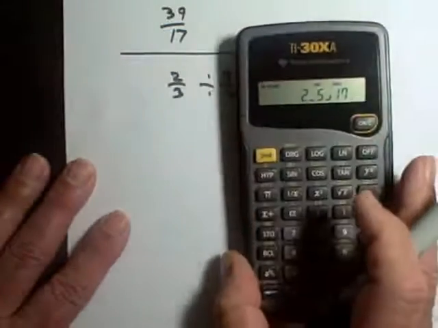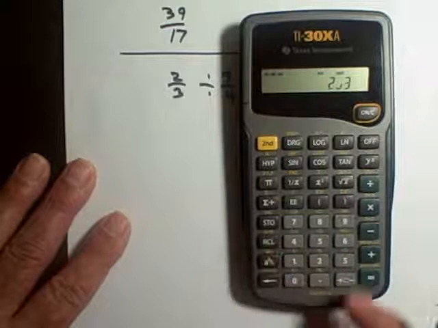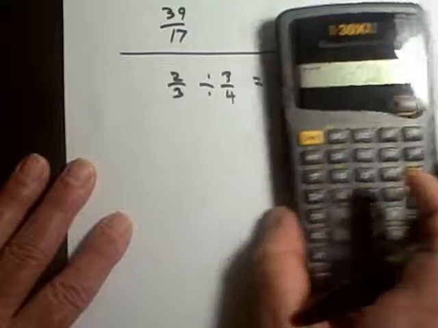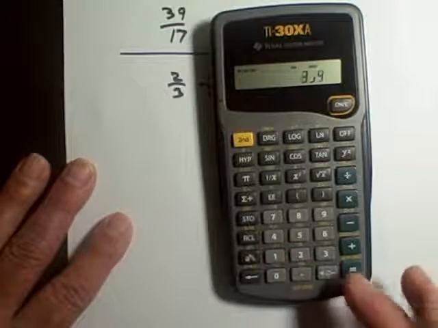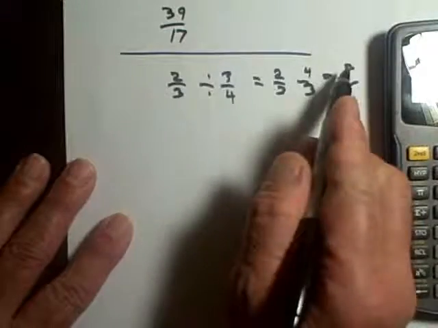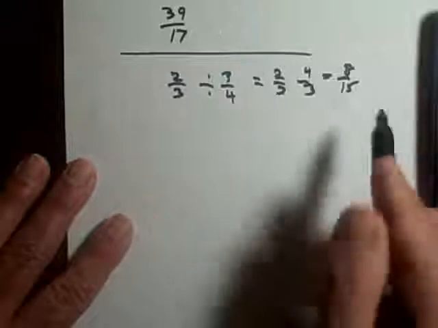So let's do that. Let's see if that really works with this calculator. Let's take 2/3, divide by 3/4, and hit equals, and sure enough we get 8/9.